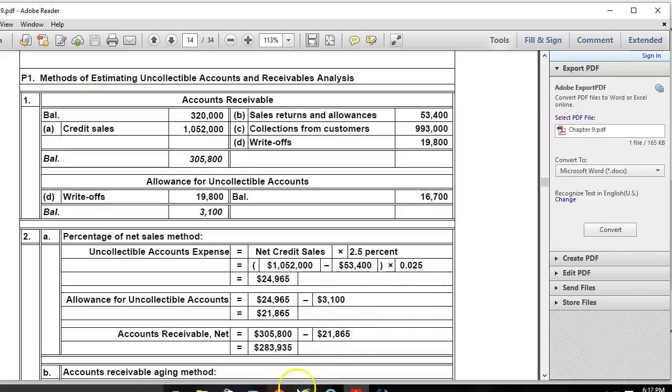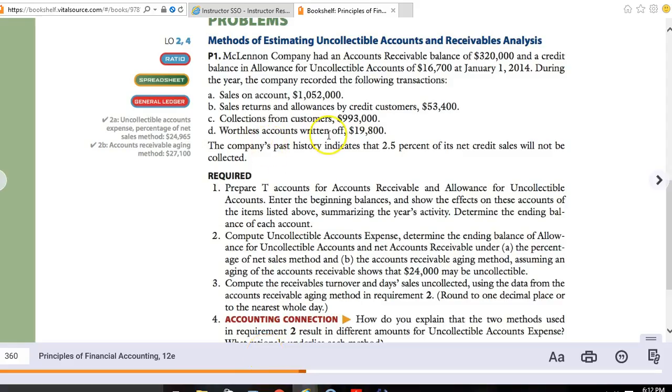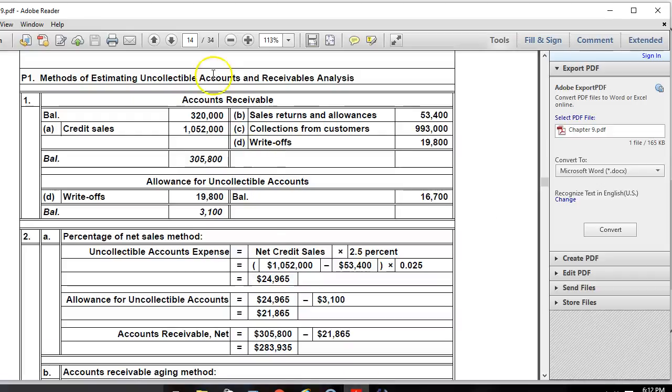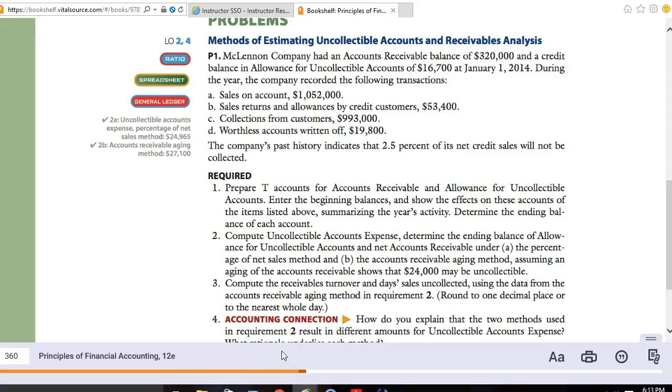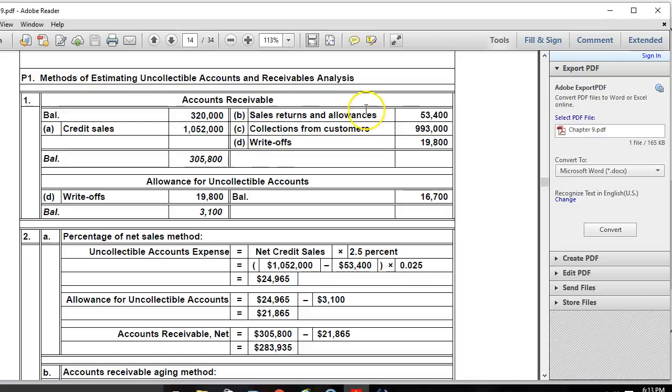Then the next step, it tells us sales returns and allowances by credit customers is $53,400. So if we received returns from customers on credit of $53,400, we're going to reduce our accounts receivable by that much. So do you see over here B? It's got a credit, sales returns and allowances of $53,400. We're going to credit that. Does that make sense? Next, it says to us, collections from customers, $993,000. When we receive cash from customers, what happens to our accounts receivable? It goes down. So our accounts receivable here, you see C, collection from customers, $993,000 is a credit. Make sense?